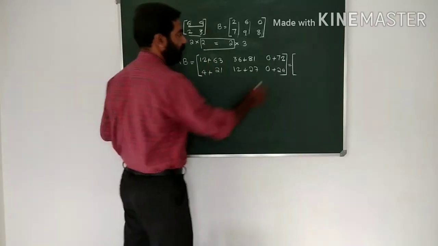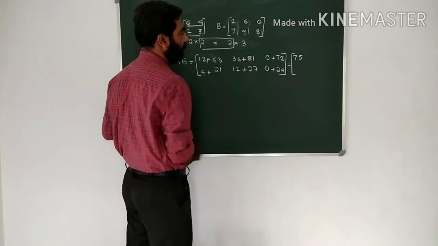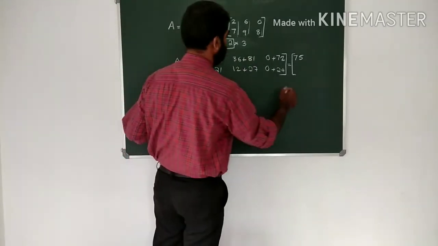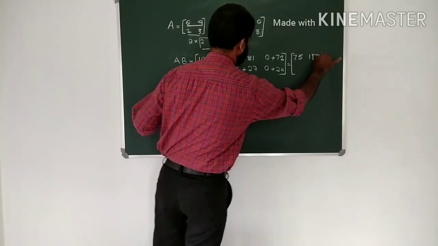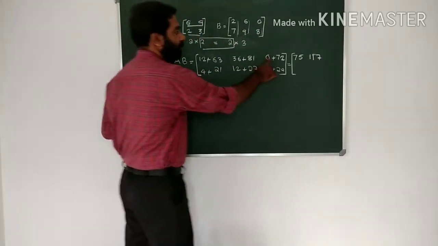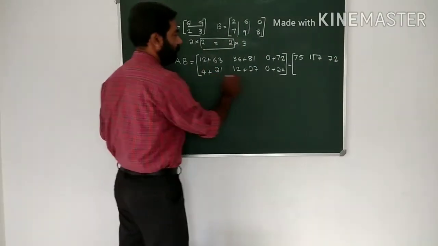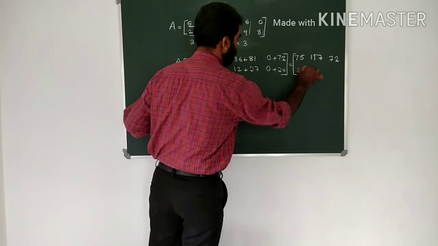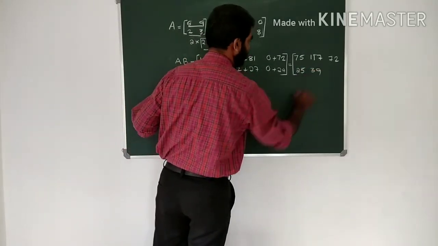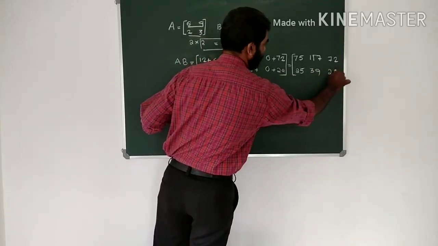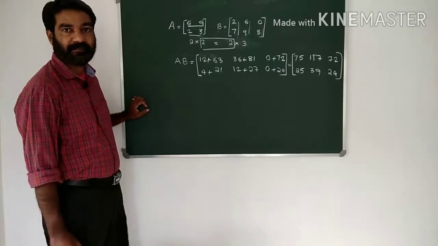12 plus 63 is 75. 36 plus 81, we get 117. 0 plus 72 is 72. 4 plus 21, 25. 12 plus 27 is 39. 0 plus 24 is 24. So we got AB.